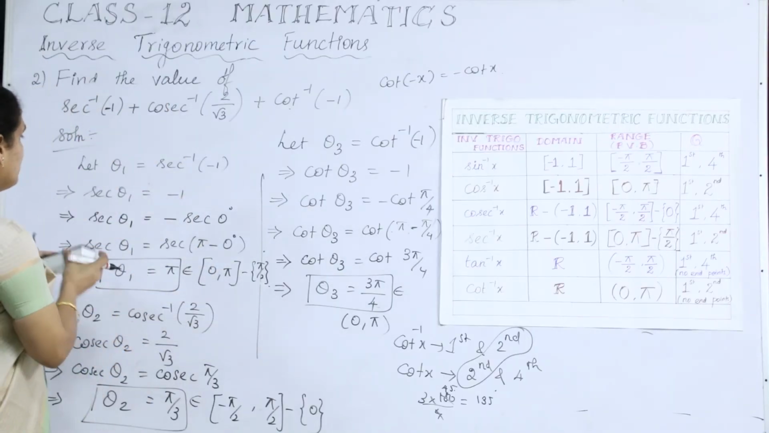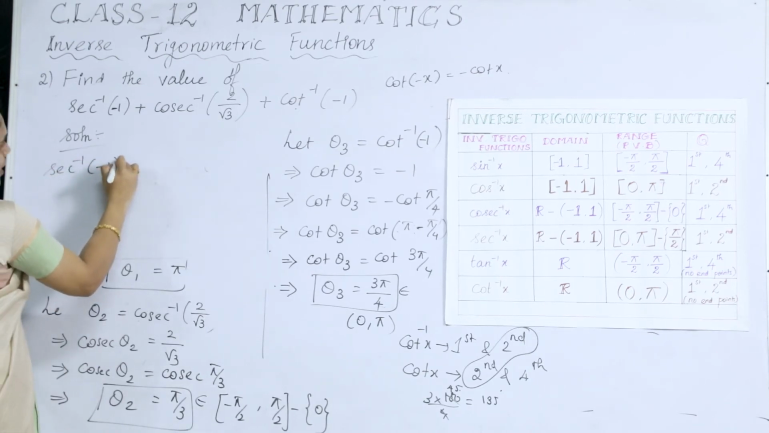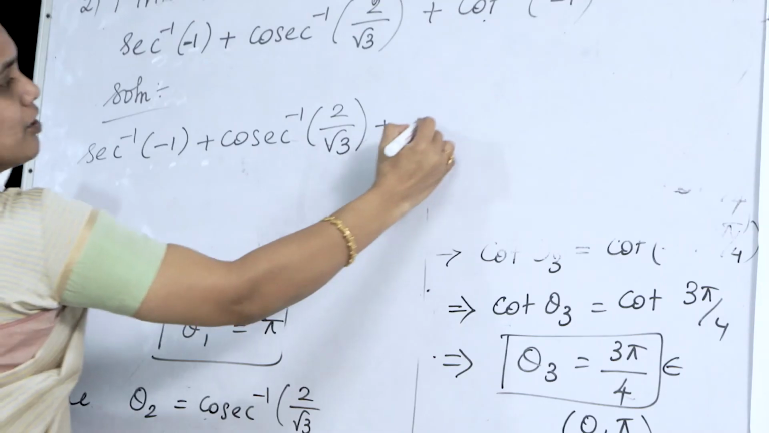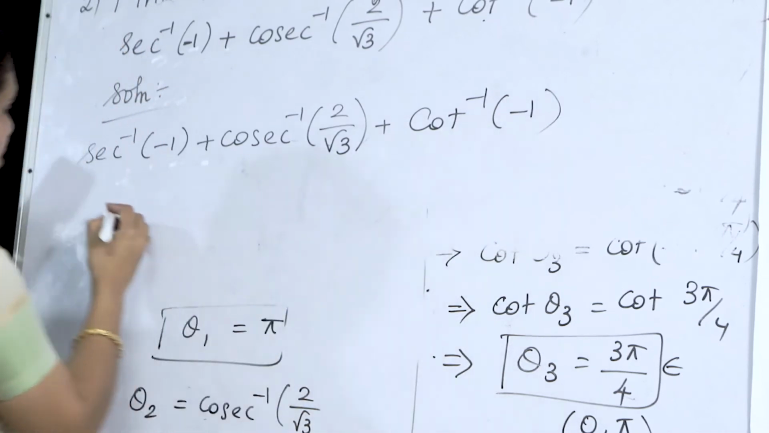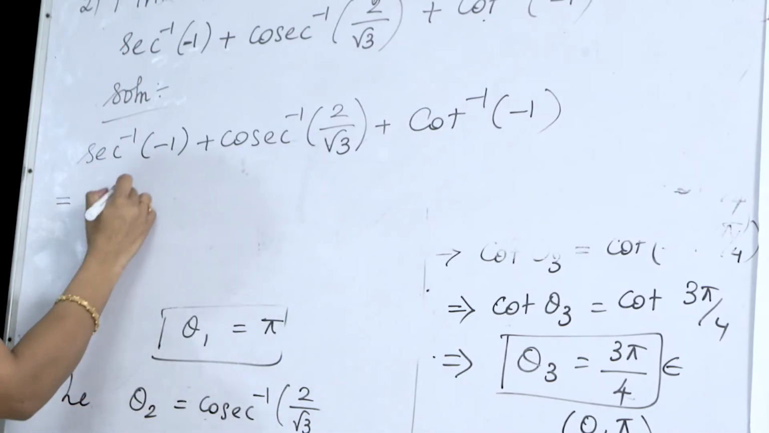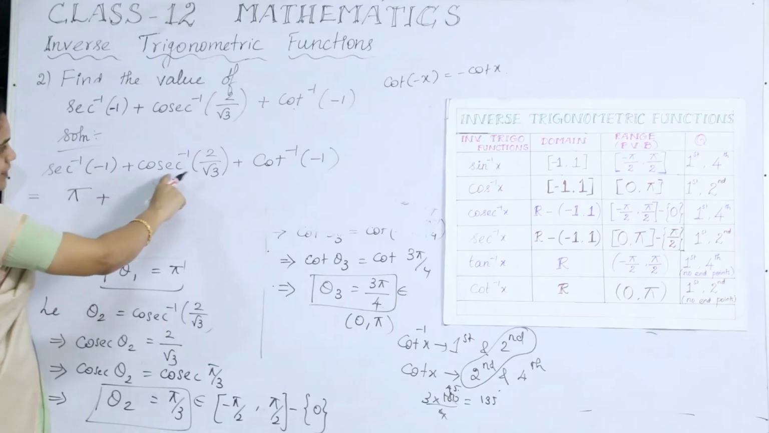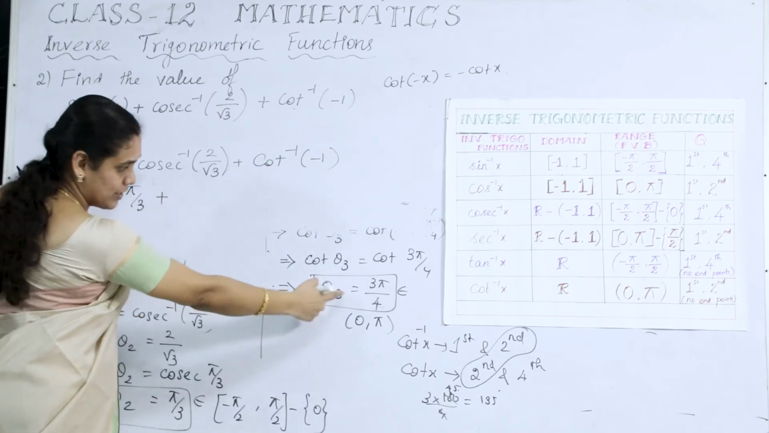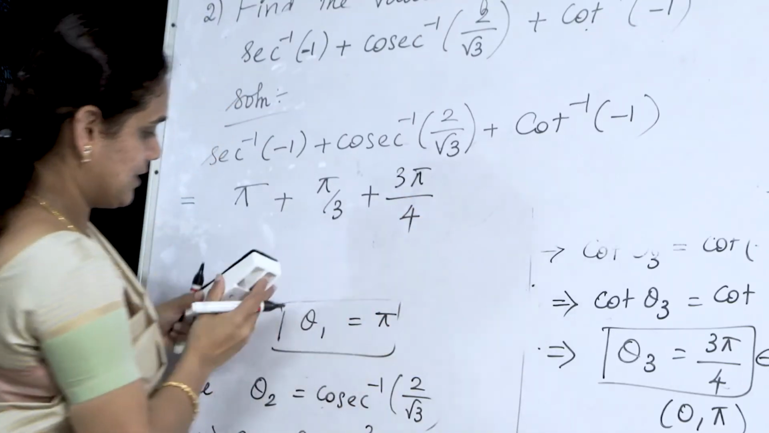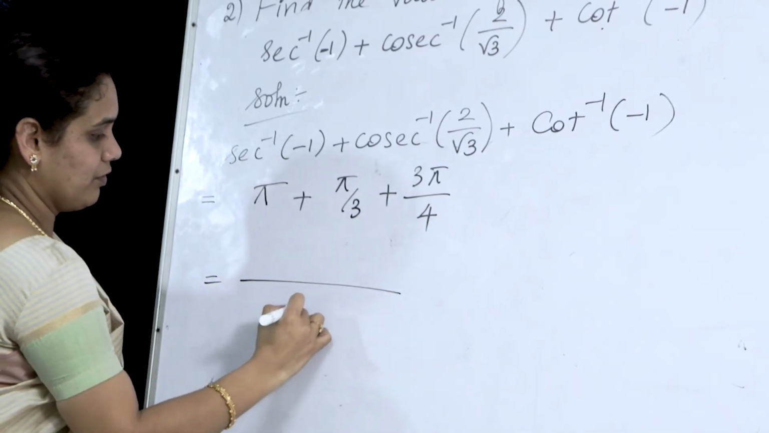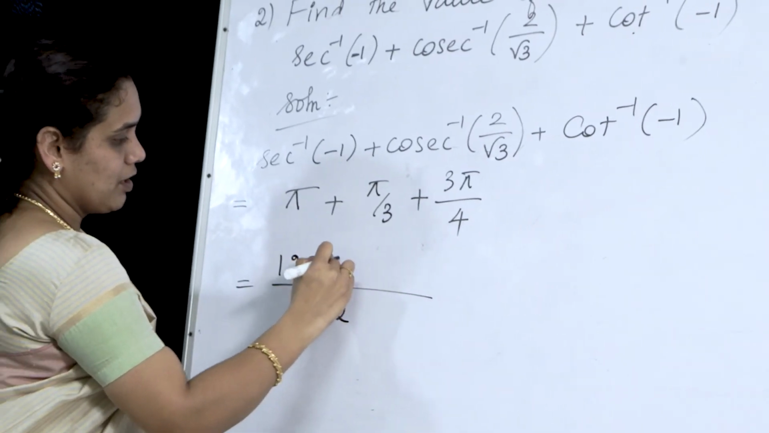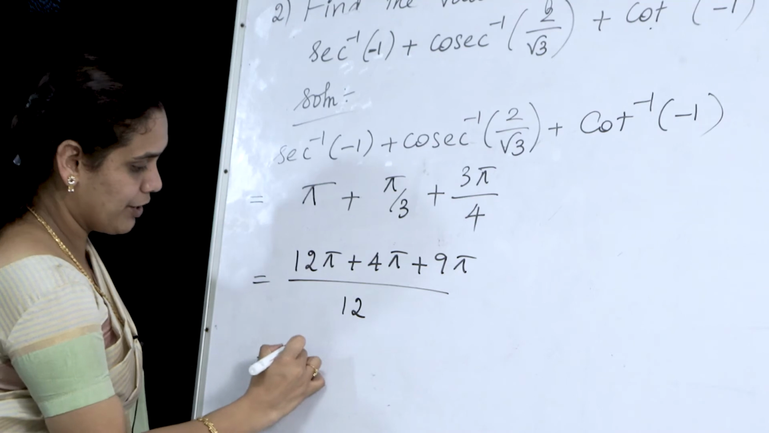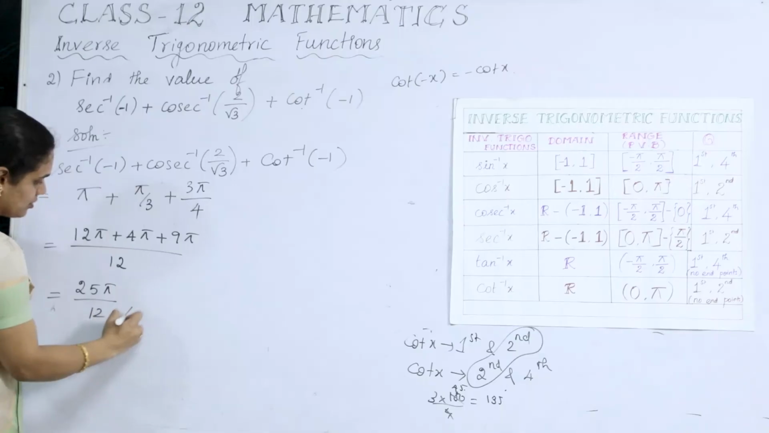So these are the three values we have got. So we are going to substitute here in our question: secant inverse of minus 1 plus cosecant inverse of 2 by root 3 plus cot inverse of minus 1. So this is pi plus cosecant inverse of 2 by root 3, which is pi by 3, plus cot inverse of minus 1, which is 3 pi by 4. So we have to take the LCM now. LCM is 12. So this is 12 pi plus 4 pi plus 9 pi. So this will be 25 pi by 12. So this is our desired answer.